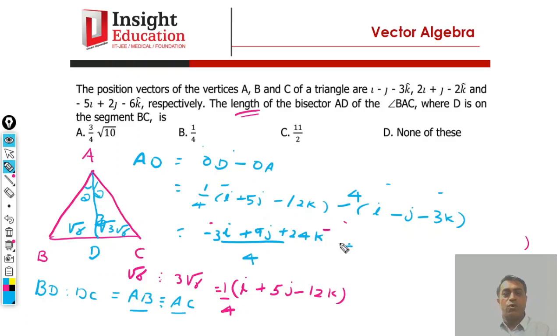So 4 common, 3 common, so I can say 3 by 4. Inside I can write minus I plus 3J plus 8K. So 3 by 4, and the answer should be 3 by 4 root 10.